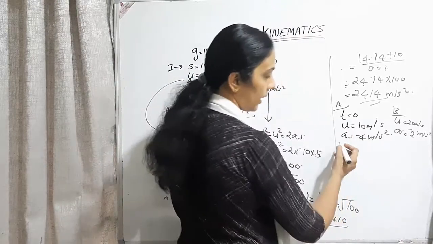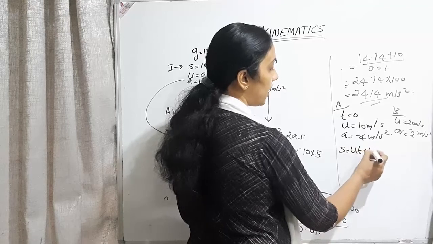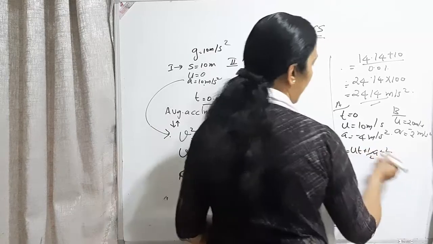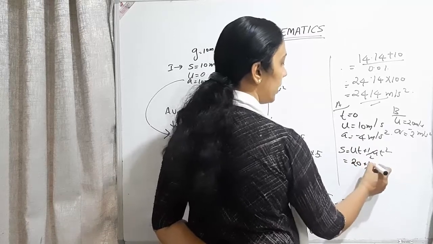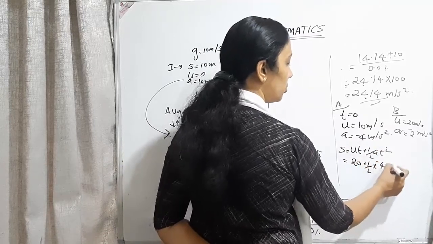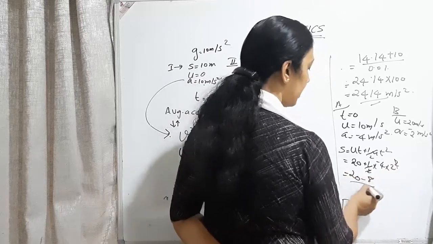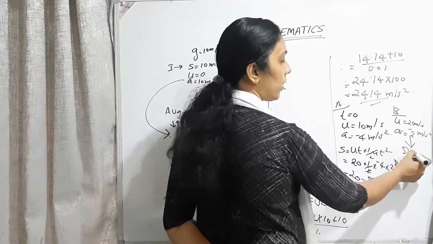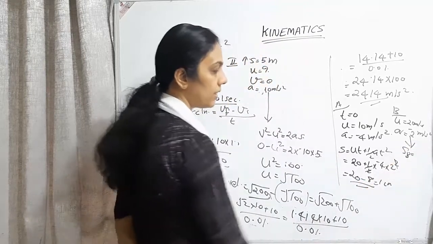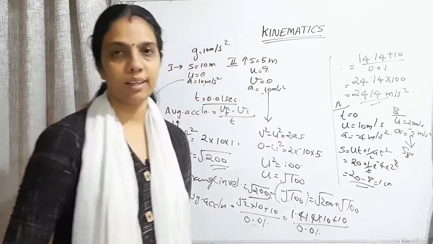So how can we find out? Here distance S is equal to ut plus half at square. T equals 2 seconds, so 20 plus half into A, which is minus 4, into 2 square. So here you will get 20 minus 8, that is 12 meter. Same way for B also, SB you can find out using ut plus half at square and take the difference between these two, you will get the final answer.